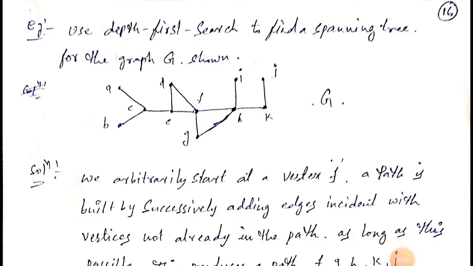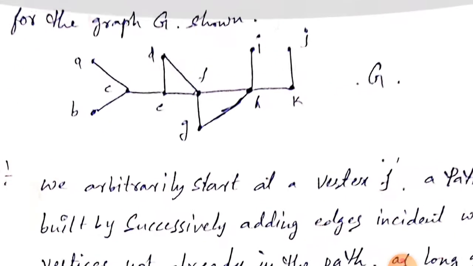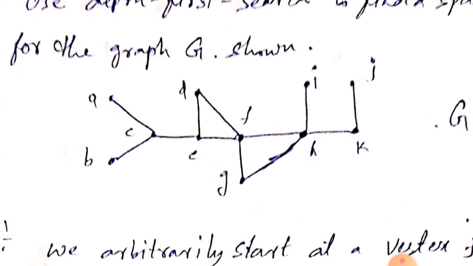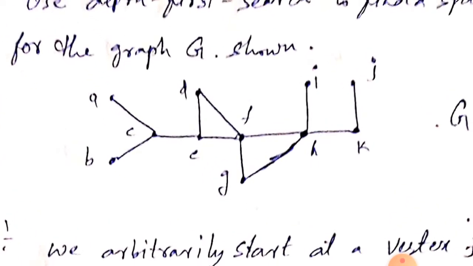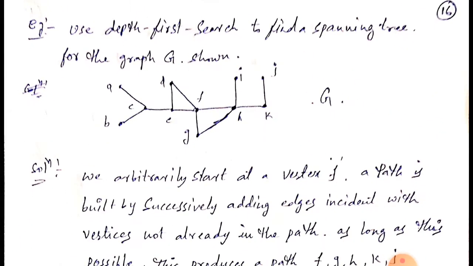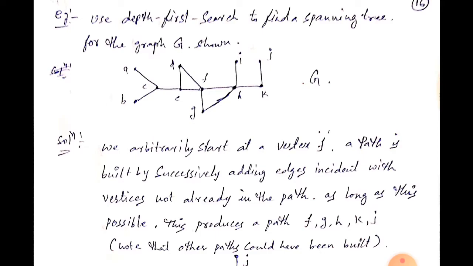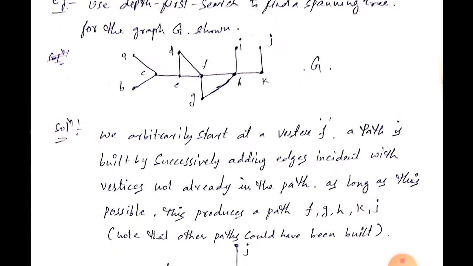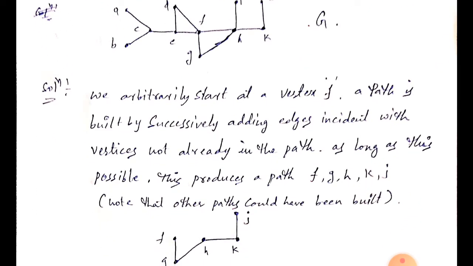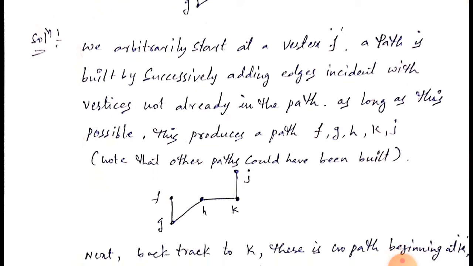Friends, today we'll learn a problem: finding the spanning tree using depth first search. The graph G is given here, and we have to find the spanning tree for this graph G. The vertices are A, B, C, D, E, F, G, H, I, J, K. Using the depth first search algorithm, we will find the spanning tree here.